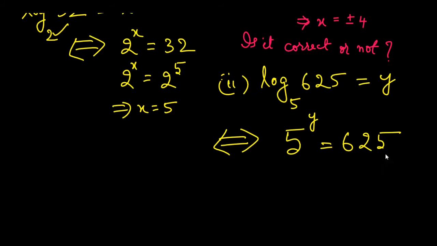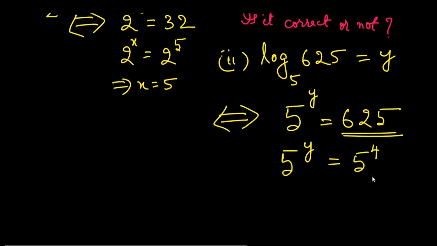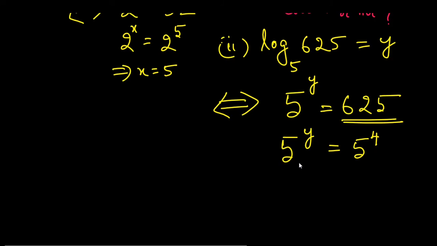Now express 625 in terms of 5. 5 power y is equal to a power of 5. If we write 625, 625 is 25 into 25. So 5 power 4. When powers are equal and bases are equal, the exponents are equal. So y is equal to 4.